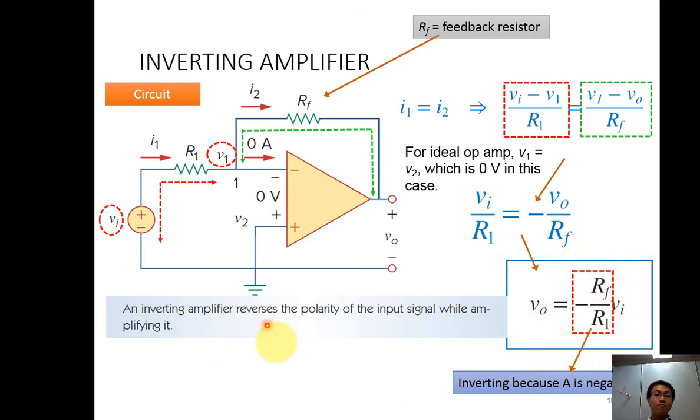So an inverting amplifier reverses the polarity of the input signal when amplifying it. For example, if my Vi is positive, when passing through this amplifier, my Vout will be a negative value because the gain here will be negative. Then we call this one a feedback resistor.